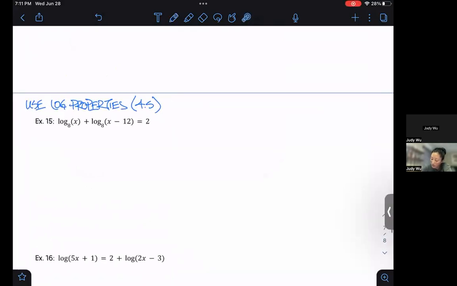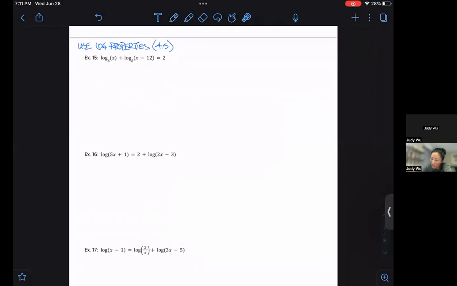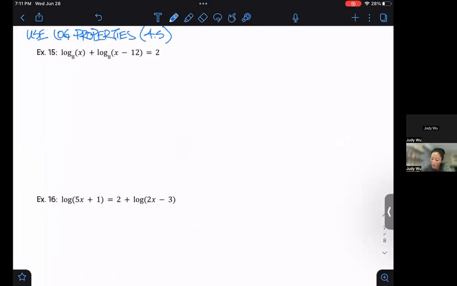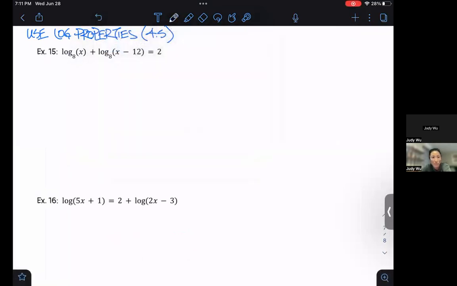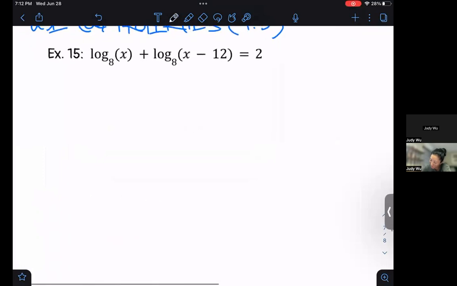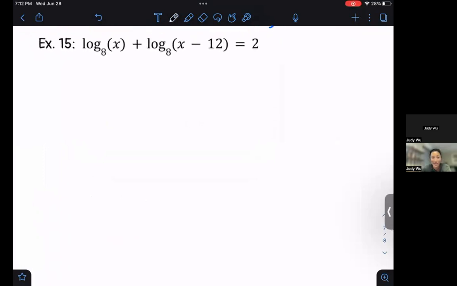and I'll zoom out for a moment. You see that we now have equations that have more than one log. So example 15 has 2, example 16 has 2, example 17, we got 3 logs, all right? So things are about to get juicy. We're going to combine some different concepts and see where it takes us. All right, let's take a look at example 15.